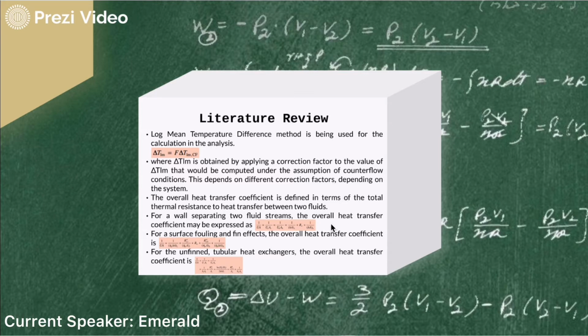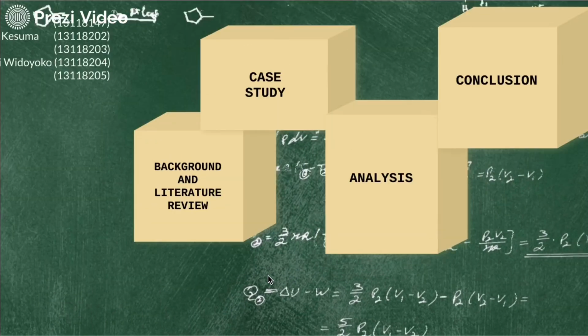Lastly, determining the overall heat transfer coefficient is essential and the most uncertain part of any heat exchanger analysis. The overall heat transfer coefficient is defined in terms of the total thermal resistance to heat transfer between two fluids. As we can see here, these are the expressions that can be used to find overall heat transfer depending on the conditions.